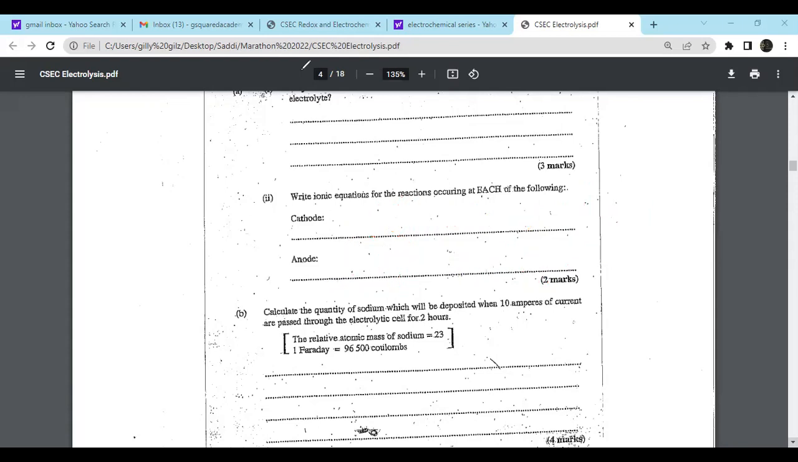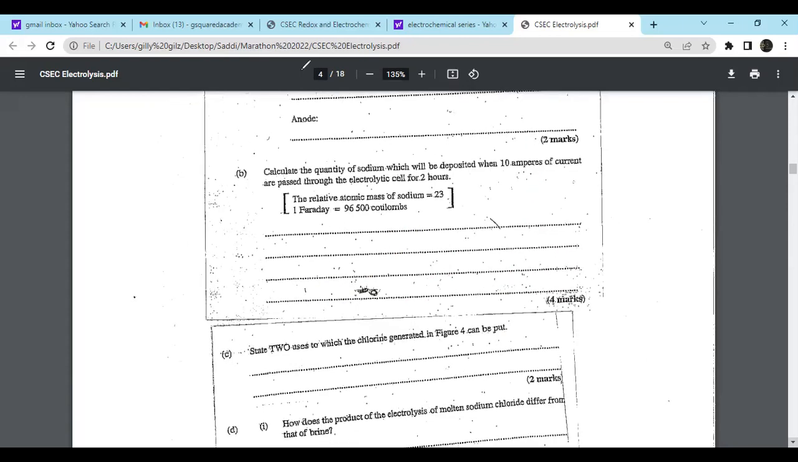Then now it says calculate the quantity of sodium which will be deposited when 10 amperes of current are passed through the electrolyte for 2 hours. So now they give you 2 hours here. That's a stretch. So anyway, you do the same thing again. We just wrote the equation, so we don't need to get back into that.